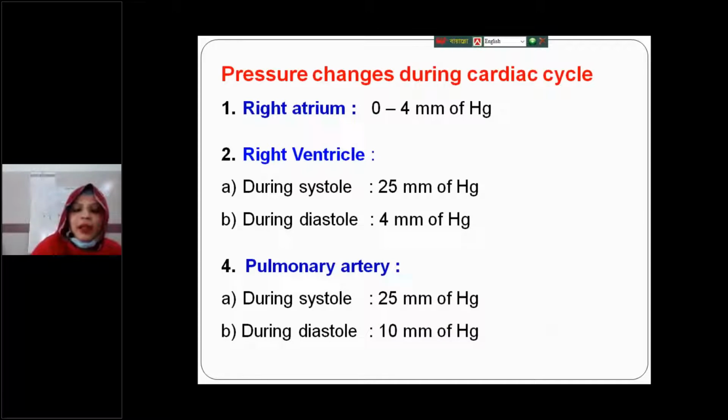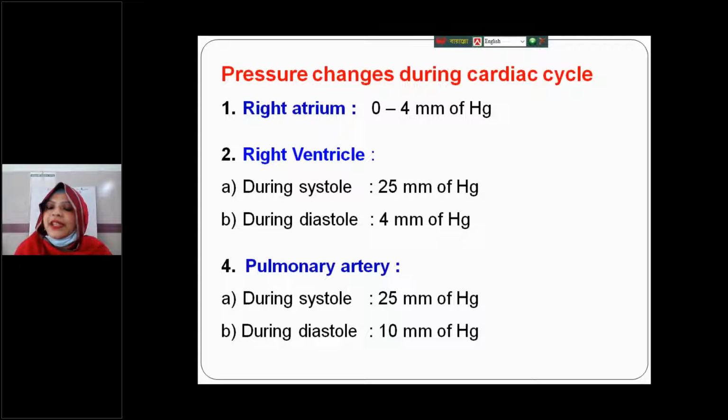Now, one by one, but before going to the mechanical events of the cardiac cycle, you have to know the pressure changes during the cardiac cycle. How much pressure is present in the right atrium, left atrium, right ventricle, left ventricle, pulmonary artery, and aorta. You have to know these things. This is also important for your MCQ questions.